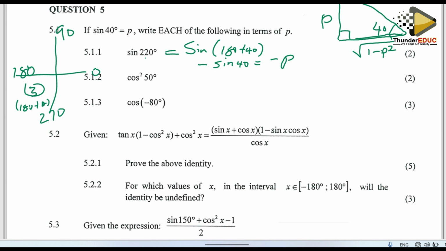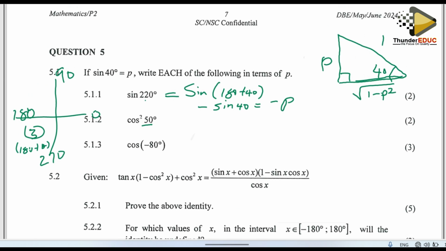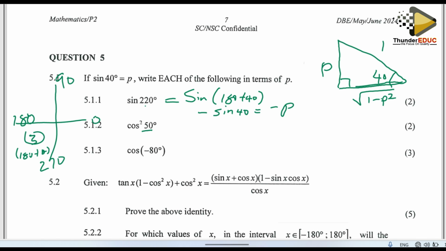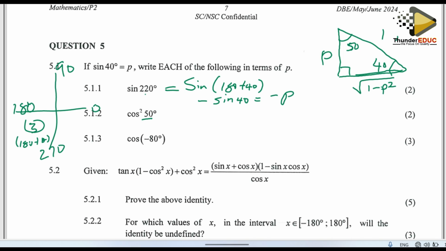Then the next part, they're asking for cos squared of 50. So we know that from this triangle, if this is a 40, automatically this is going to be a 50, if I choose to use the sketch. And for cos, I know that cos is adjacent over the hypotenuse. So that's going to be p over 1, squared, which is the same as p squared, because we know that 1 squared will always give us just a 1.